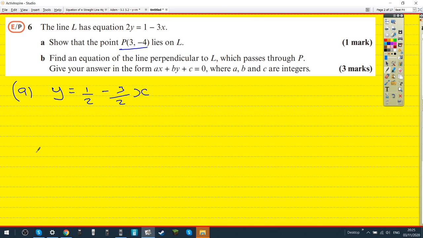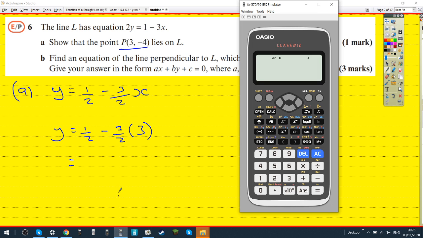Okay. So it'd be y equals a half minus 3 over 2 brackets minus 4 close brackets. Not minus 4. Oh, sorry, 3. Yeah. And then you worked it out, which gives you y equals a half minus 9 over 2. Yeah, there's no extra marks for any of that. You can just put the whole thing in your calculator.